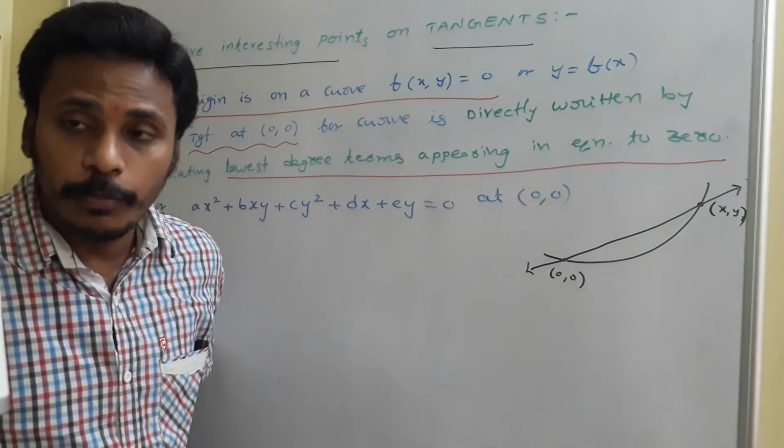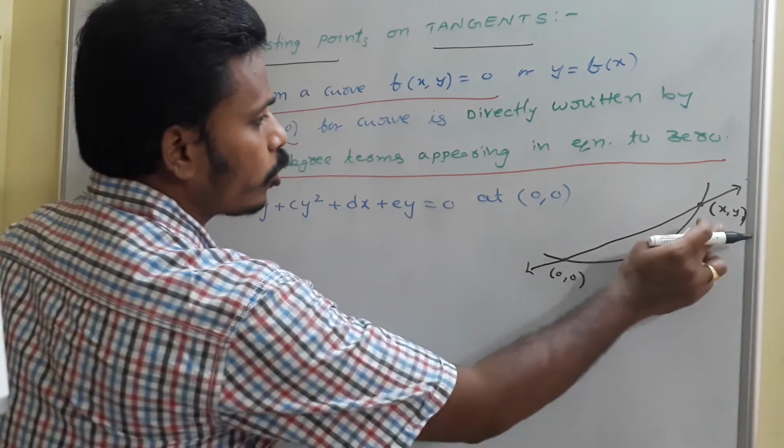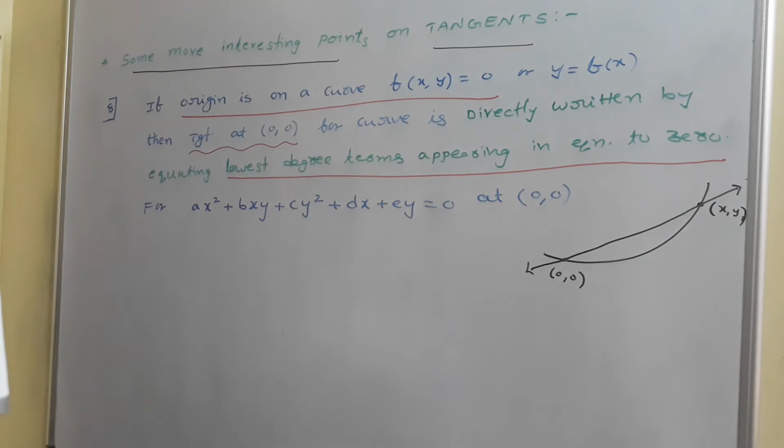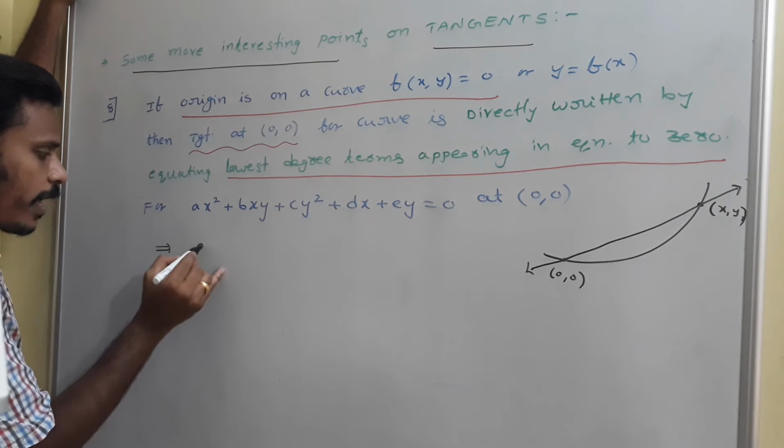Tangent is the limiting position of secant. Okay, right. Just look here. This is (0, 0), that is (x1, y1). (x1, y1) is also a point on the curve. Is it right? Okay. Since it is a point on the curve, you just replace x with x1.